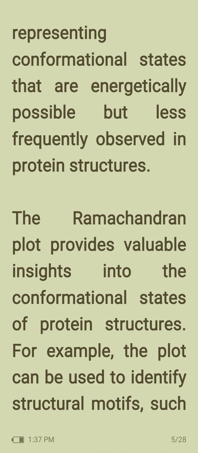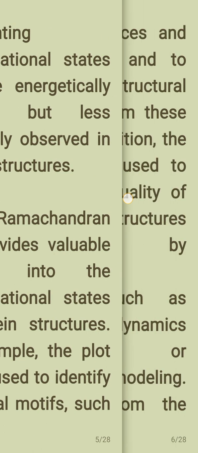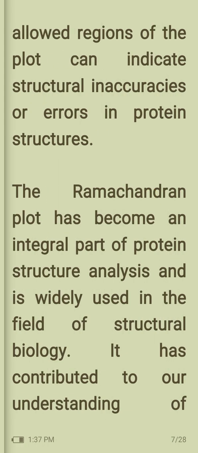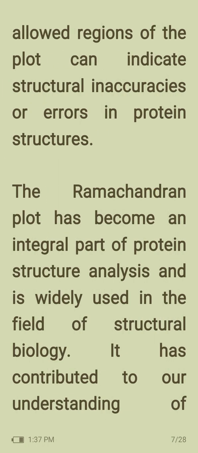The Ramachandran plot provides valuable insights into the conformational states of protein structures. For example, the plot can be used to identify structural motifs such as alpha helices and beta sheets and to detect structural deviations from these motifs. In addition, the plot can be used to assess the quality of protein structures generated by computational methods such as molecular dynamics simulations or homology modeling. Deviations from the allowed regions of the plot can indicate structural inaccuracies or errors in protein structures.